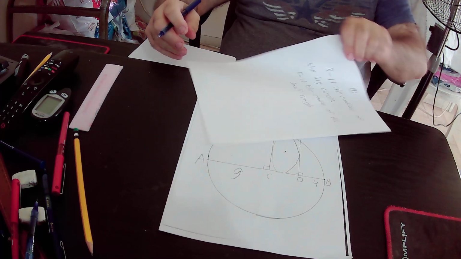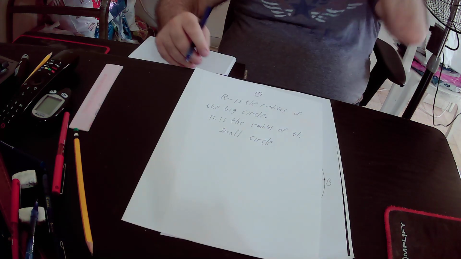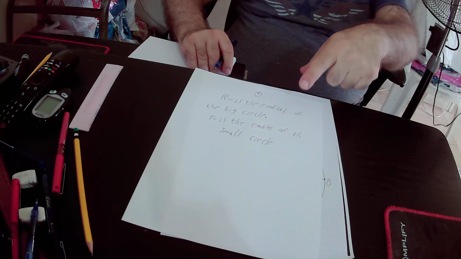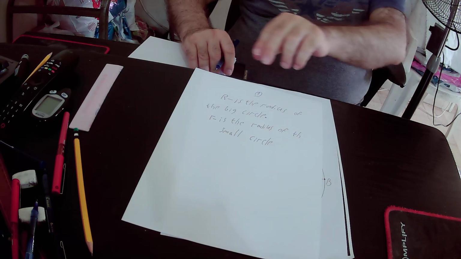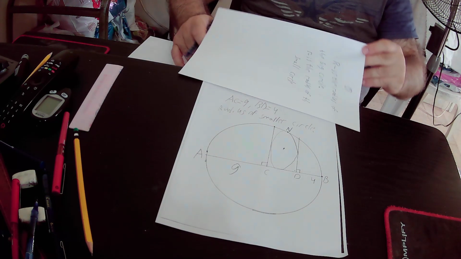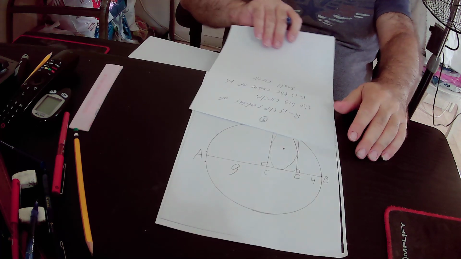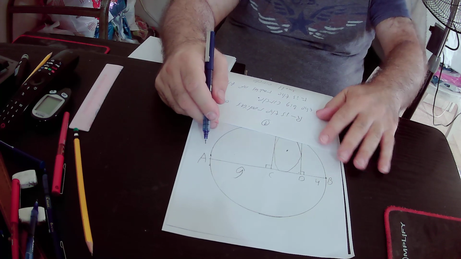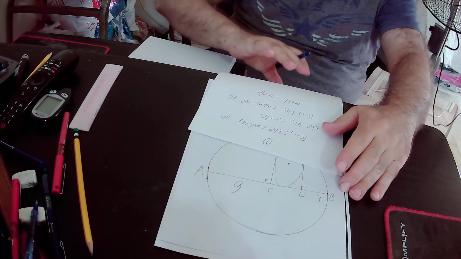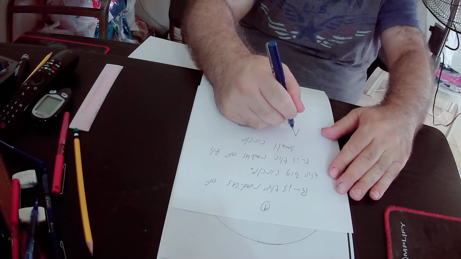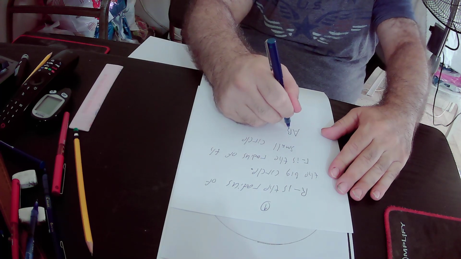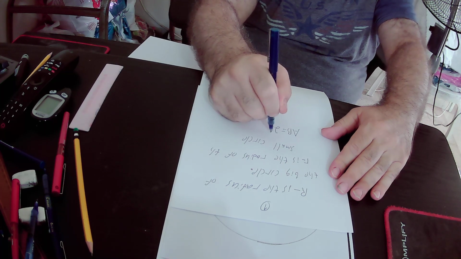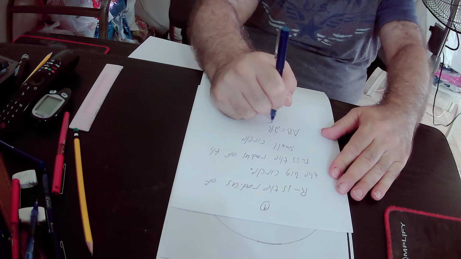Capital R is defined as the radius of the big circle, and small r is defined as the radius of the small circle, and AB is the diameter of the big circle. So AB equals 2 times the radius of the big circle. That is to say, AB equals 2 times capital R.